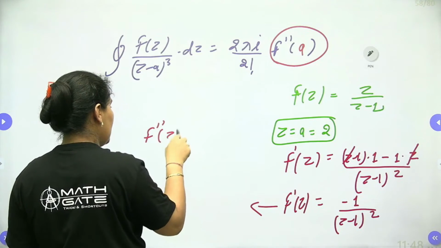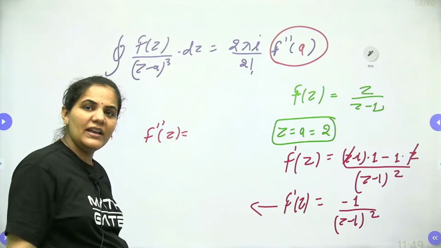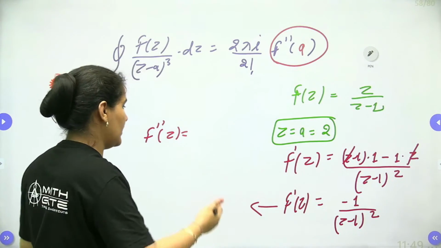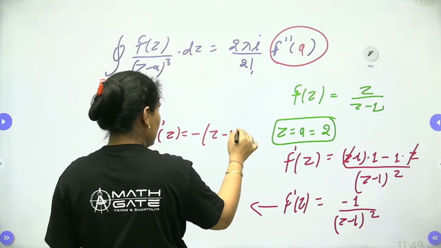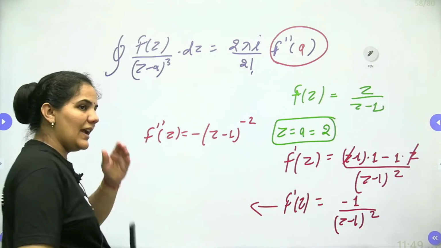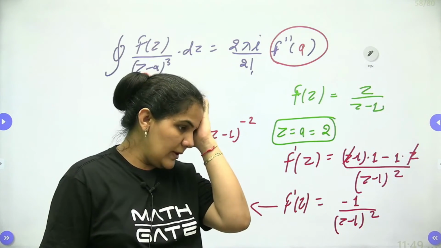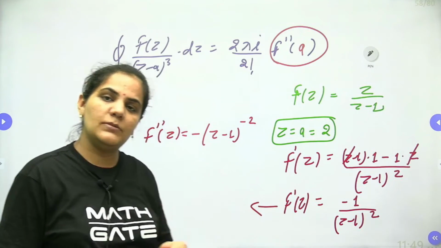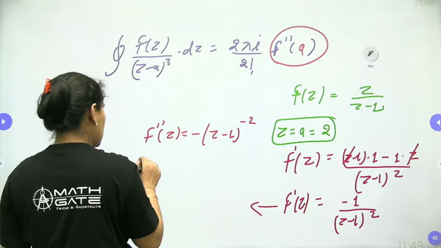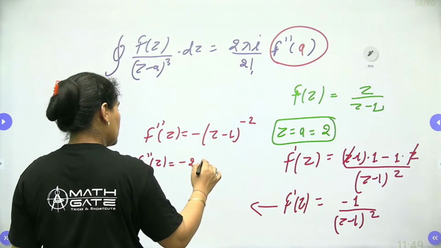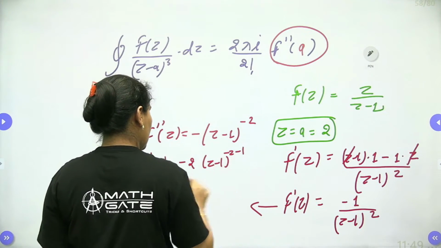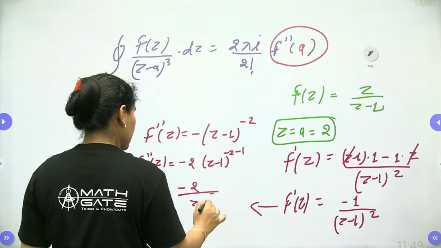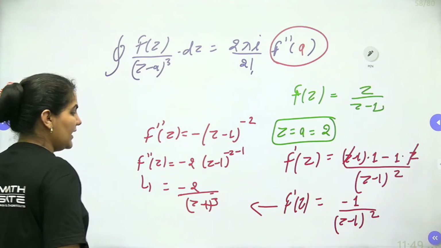When we differentiate to get f double dash z, it's just similar to 1 by x square, that is x power minus 2. So it will be, let me write here, minus (z minus 1) power minus 2. We have n x power n minus 1, just like the differentiation of x square is 2x. Similarly, the differentiation of x power minus 2 will be minus 2 into x to the power minus 2 minus 1. So f double dash z will be minus 2 by (z minus 1) power 3, that we know very well. This is the double derivative.